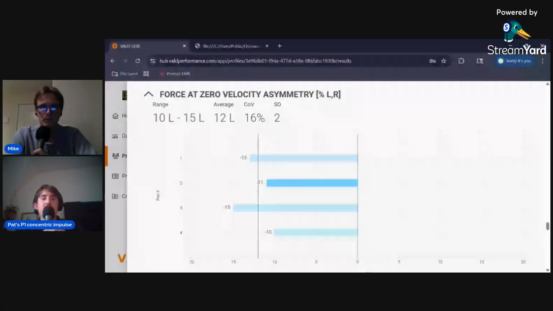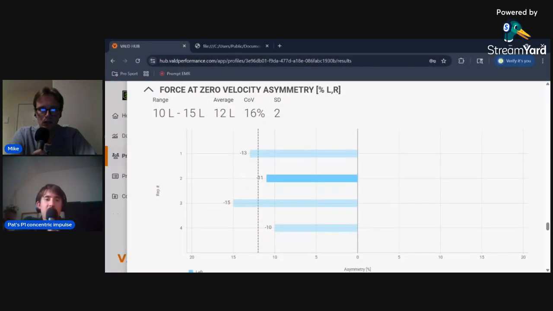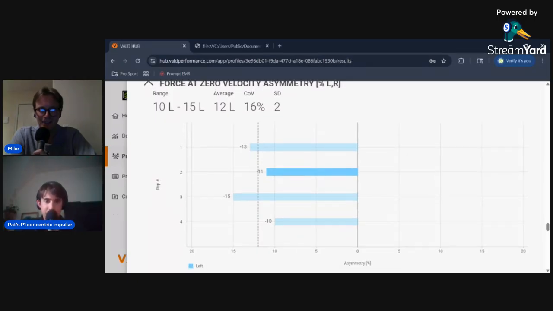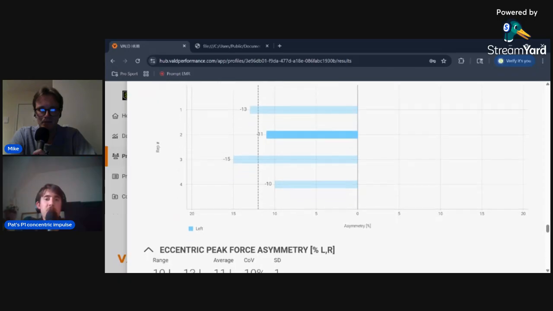And even with this one, the COV is at 16%, so it's a little bit tighter, still above that 10%, but still a range of 10 to 15% asymmetry towards the left. So I don't know if, for whoever is watching, a lot of blue, which means a lot of the left leg.